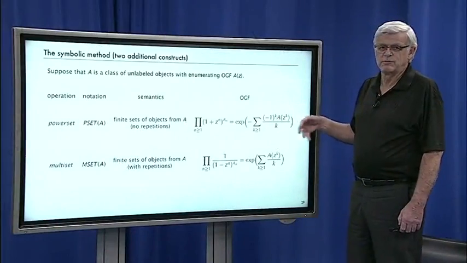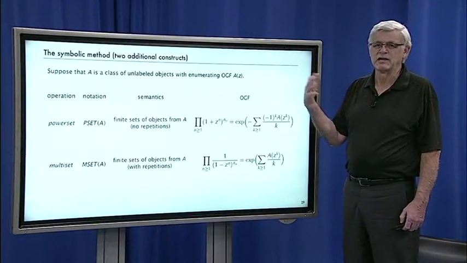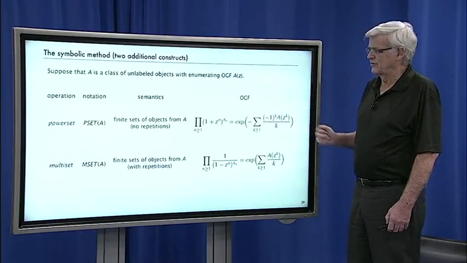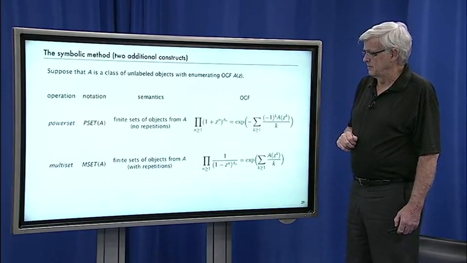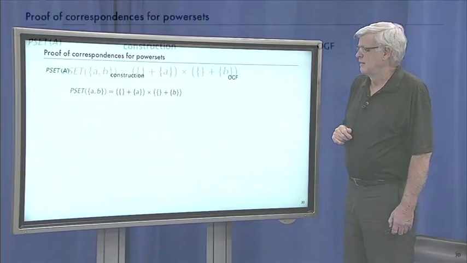We're going to prove this once, but once it's proved, we can apply it in the same way as the other operations that we've done for the symbolic method. These are just quite a bit more complicated in terms of their formula. Let's look at the proof for power sets.